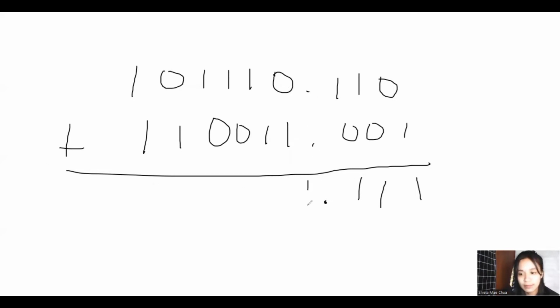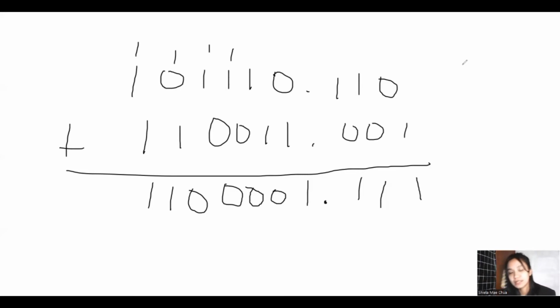0 plus 1 is 1. 1 plus 1 is 1, 0. 1 plus 0 is 1. Plus 1 is 1, 0. 1 plus 0 is 1. Plus 1, we have 1, 0. 0 plus 1 is 1. Plus 1 is 1, 0. 1 plus 1 is 1, 0. Plus 1, we have 1, 1. So our answer is 1, 1, 0, 0, 0, 0, 1, binary point 1, 1, 1. I hope you understand how to add the binary numbers and also the fractional binary numbers.